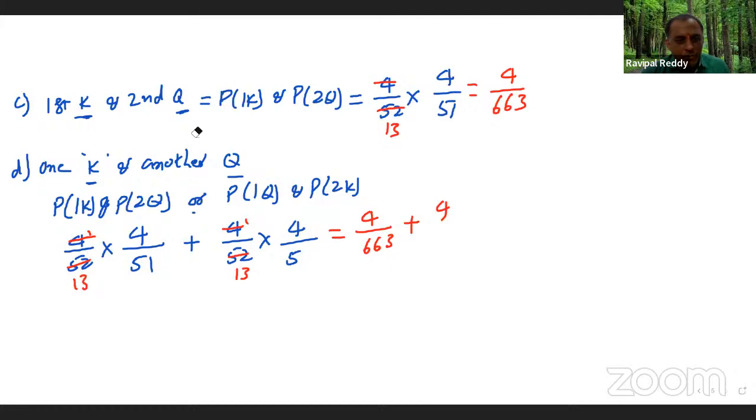It is 51. 13 into 51 is 663. 4 by 663 plus 4 by 663. 4 plus 4, 8. 8 by 663.